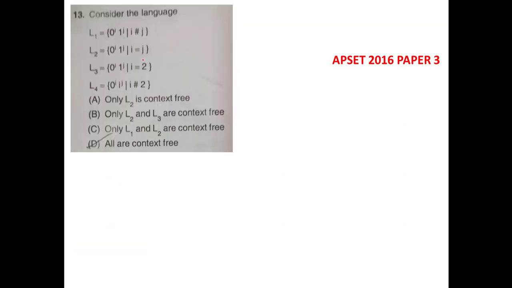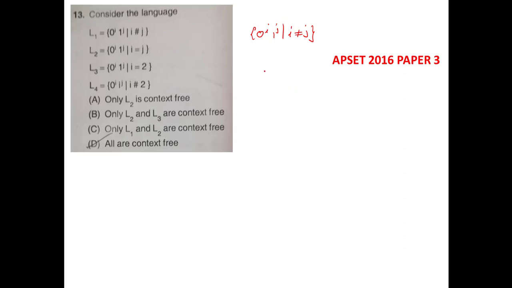Consider the language. He has given four languages. Among these four languages we have to check which languages are context free languages. See the first language L1: 0 to the power of i and 1 to the power of j, where i is not equal to j. For every language we have to find whether it is supported by a pushdown automata or not. If it is supported by a pushdown machine, then it can be accepted.